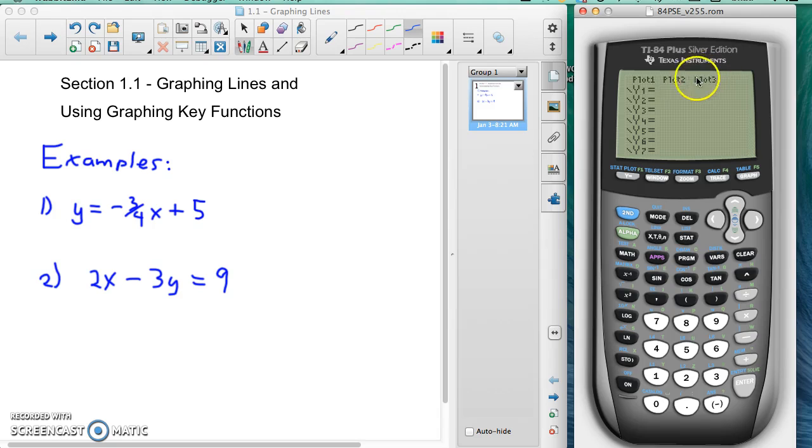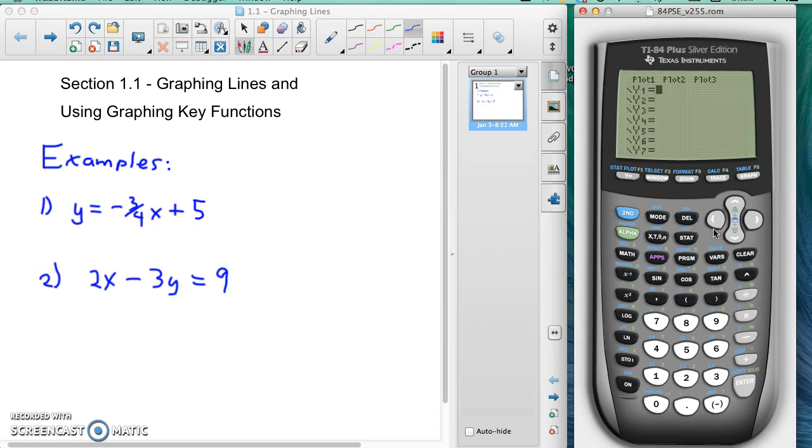These plot equations up here are for some statistical plotting. They should not be highlighted, or that might interfere with our graphing ability. If they're highlighted, that just means that they've been turned on. So you can scroll up to there and just hit enter over the top of it, and that will turn that plot off so that it's not interfering with your graph.